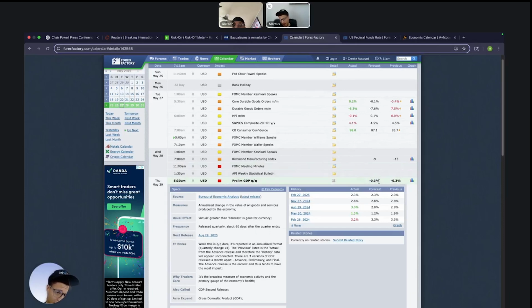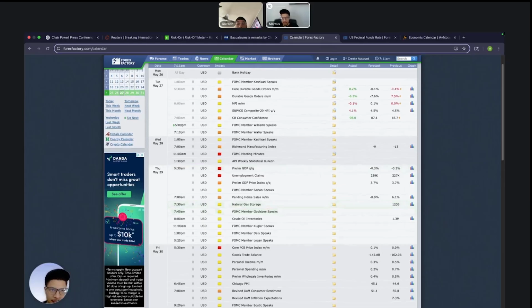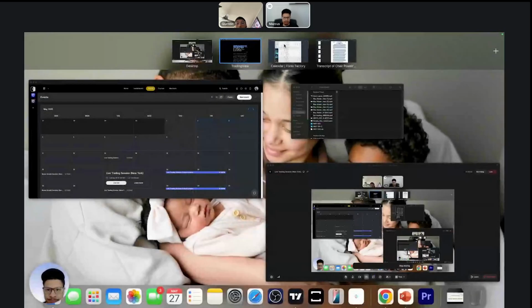So anything above this, I understand that this GDP folder has the most impact. But anything above 0.3, I'm going to look for that to impact the market in a bullish way, right? Anything below 0.3, I'm going to look for that to impact the market in a bearish way. And then the final thing that the market is looking at is personal income.